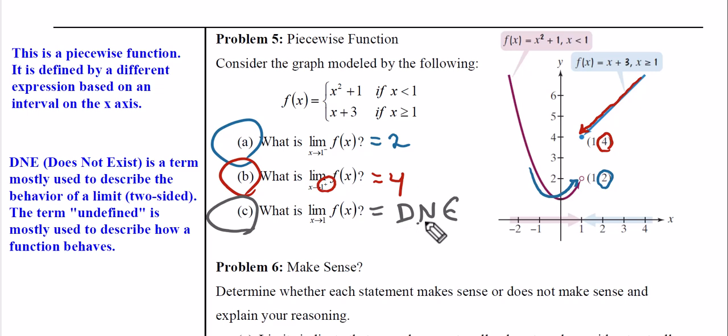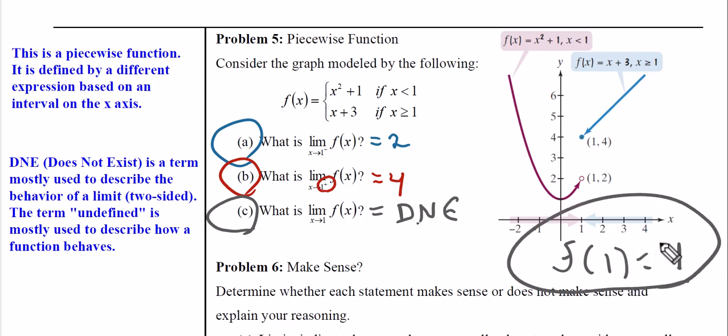Now, just for kicks, what is f of 1 for this function? Well, if we plug in a value of 1 and we look all the way up and down, we do know that it's filled in at this point. So f of 1 for this problem is 4.